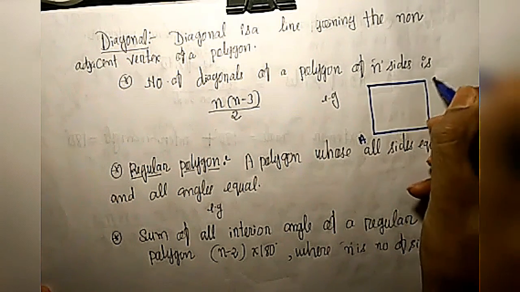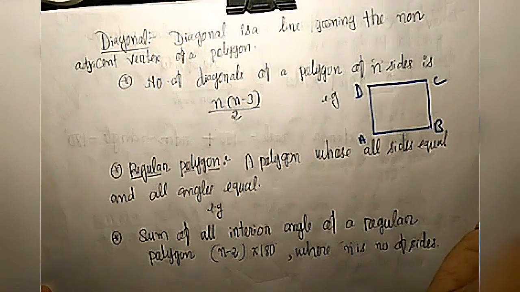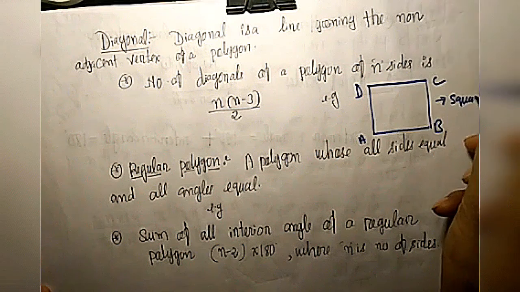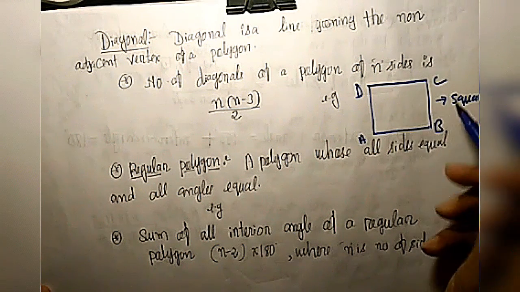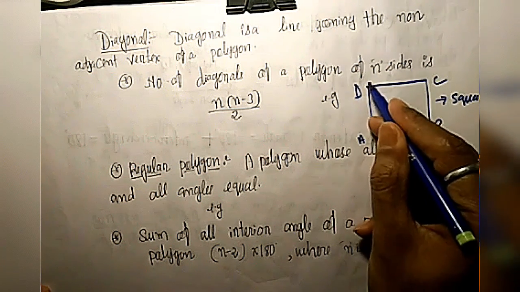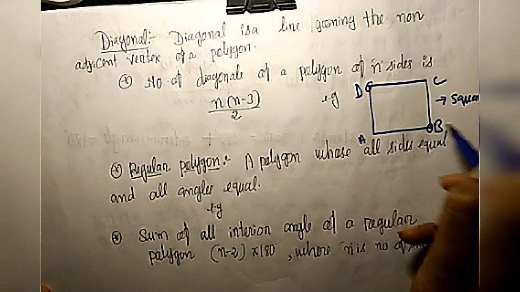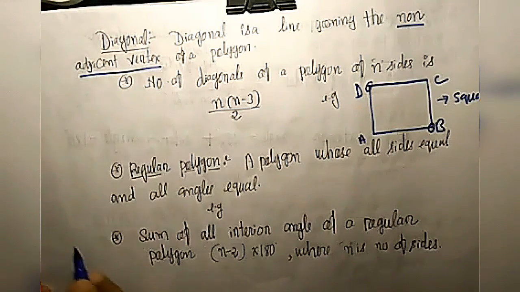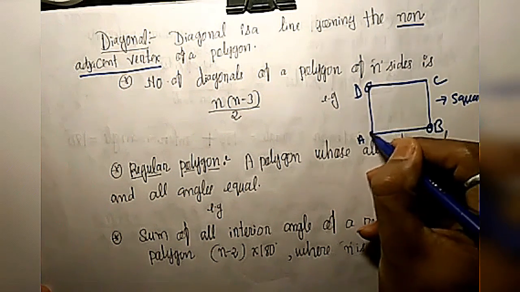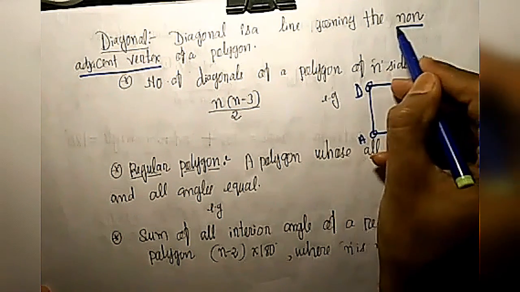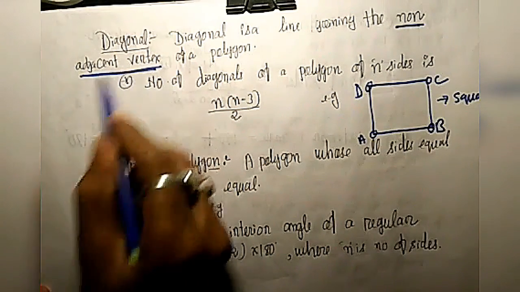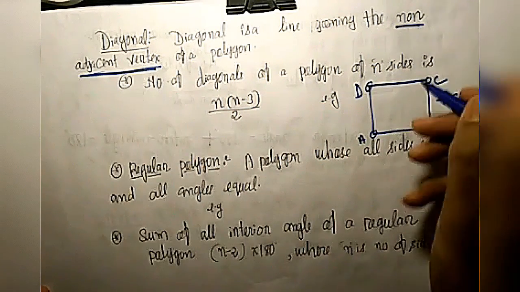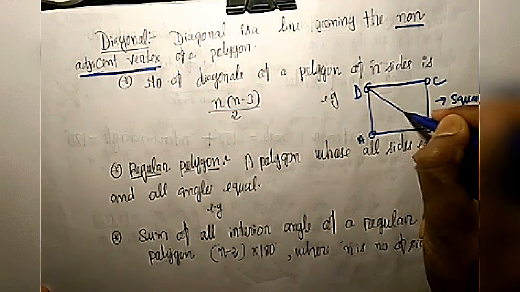Here we can see ABCD is a polygon. This is a square, and a square is also a polygon. In this case, what are D and B? Non-adjacent vertices. B and D are non-adjacent vertices, and A and C are non-adjacent vertices. Non-adjacent means they do not have any common arm. So B and D are non-adjacent, and A and C are non-adjacent.